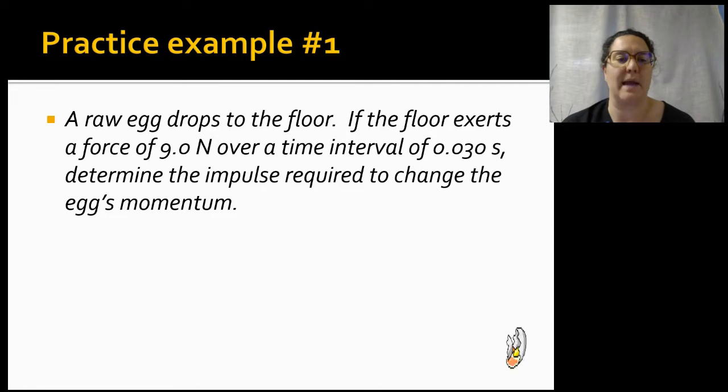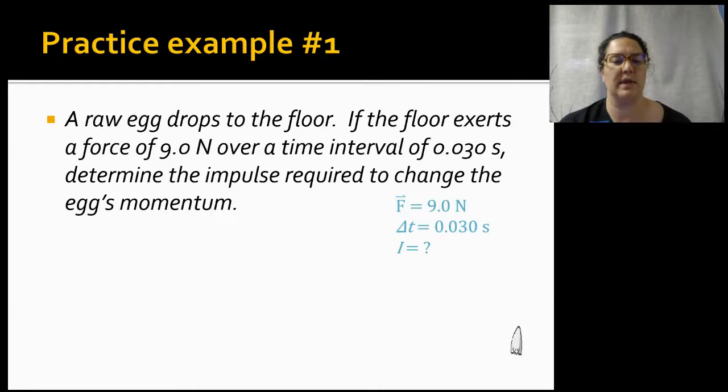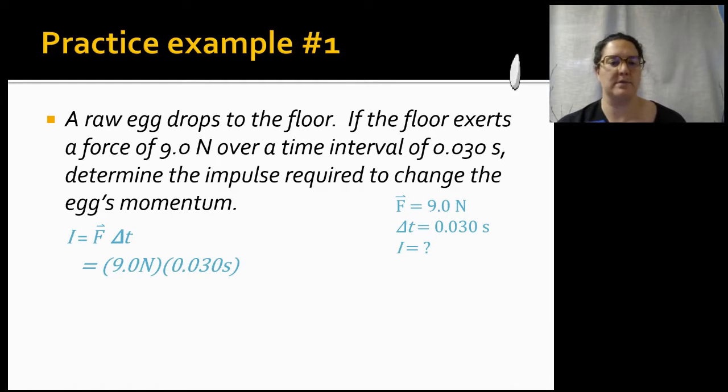So, for an example, a raw egg dropped to the floor exerts a force of 9 newtons over the time interval of 0.03 seconds. Determine the impulse required to change the egg's momentum. So first, you should write down the units that you were given. So you were given force and time and asked to calculate impulse. So writing down the formula for impulse, force multiplied by change in time, 9 newtons times 0.030 seconds gives us a total impulse of 0.27 newton seconds.